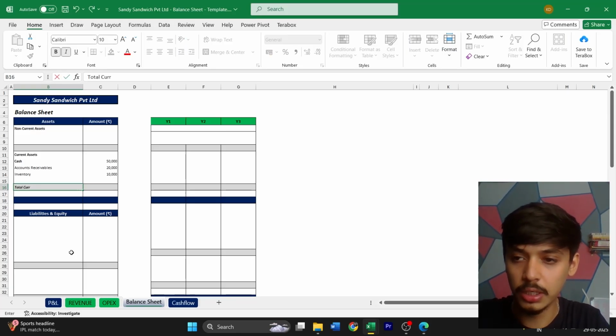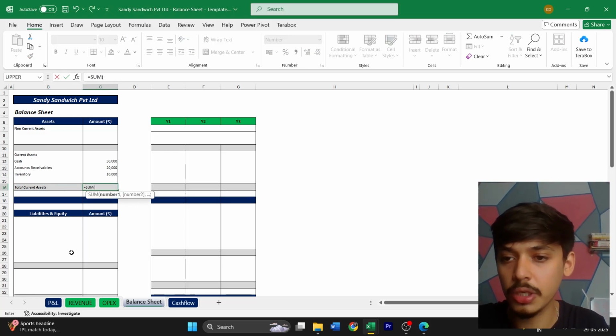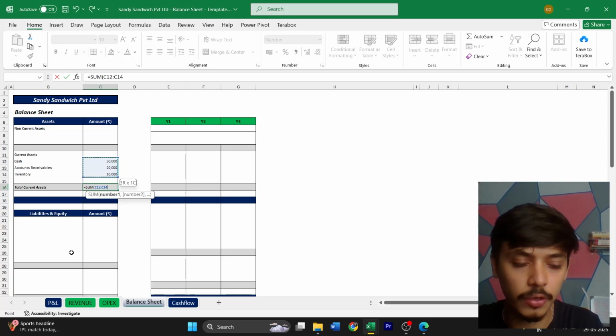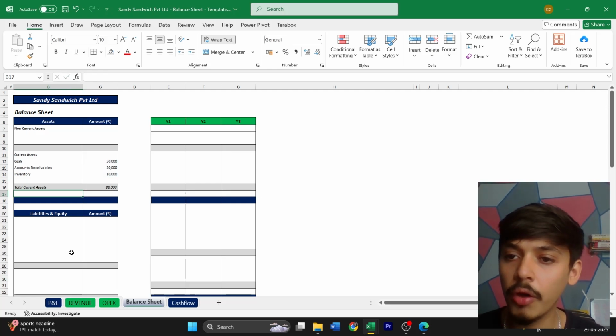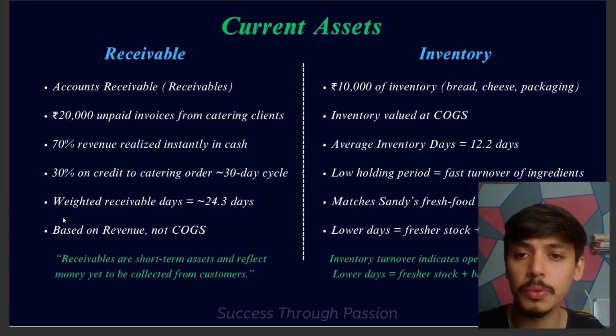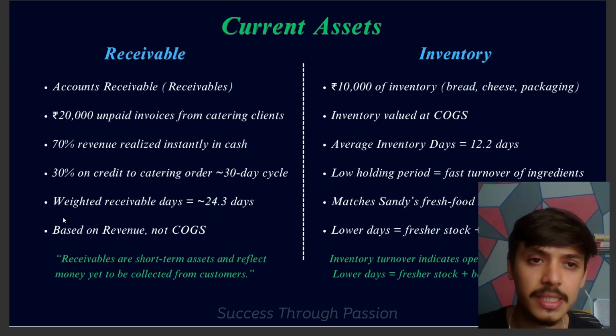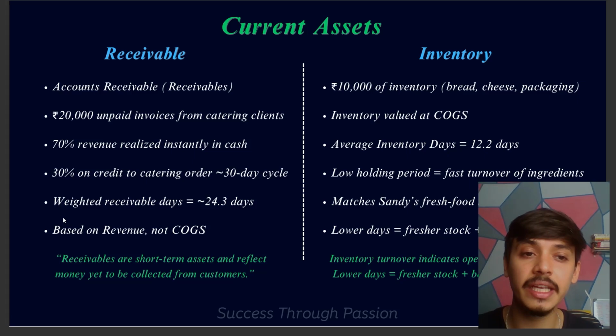So total current assets. Now this will be the sum of each of the items above. So 50,000 plus accounts receivable of 20,000 and inventory of 10,000, which gives us a total of 80,000 worth of current assets. Okay, now that we have our current assets with us, let us calculate the number of days in which revenue is received in the business and the number of days in which inventory is getting cleared.